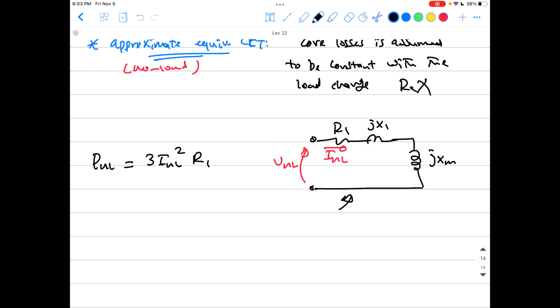Now you have two other losses that are not represented here: the core losses, P core, and the rotational losses, P rotational. They exist because the machine is rotating and it has an AC magnetic field. The magnetic field comes from the AC supply. So you have core losses and rotational losses, but they are not represented in the equivalent circuit, okay? But you don't ignore them because they exist, okay, guys?